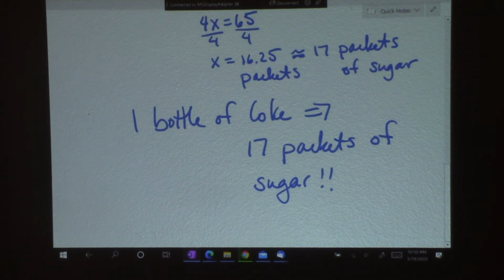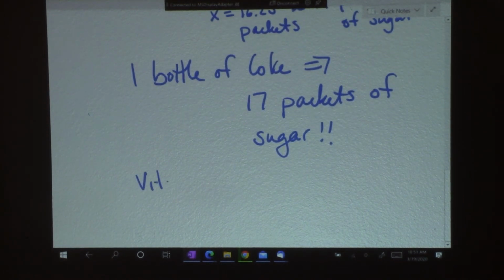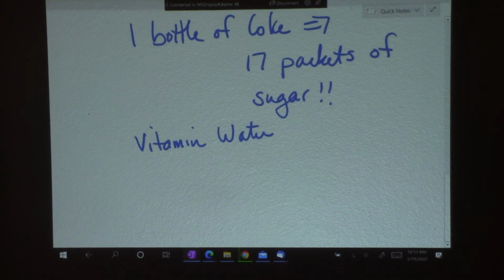Okay, so now what we're going to do is look at how many packets of sugar are in other drinks. So I'm going to do one for you. I'm going to do a bottle of vitamin water. We'll look at it in a minute. So I will just tell you that the vitamin water, when I look at the bottle, has 27 grams.